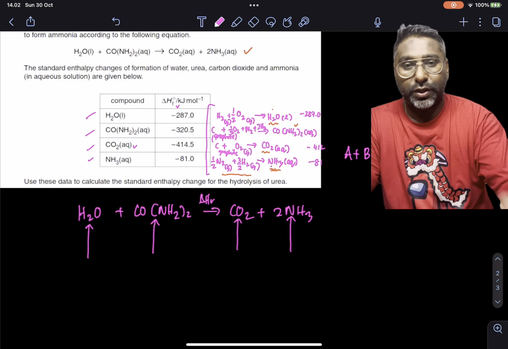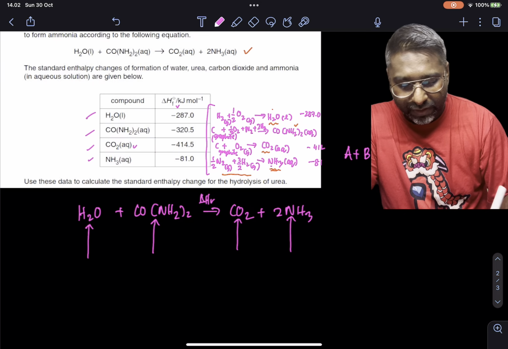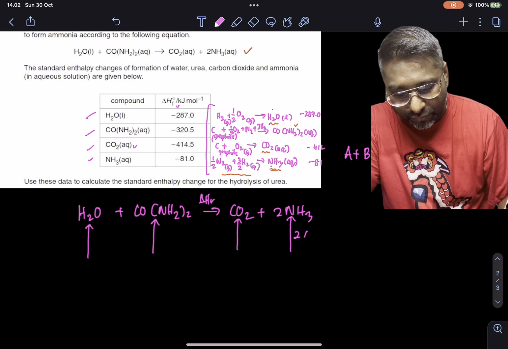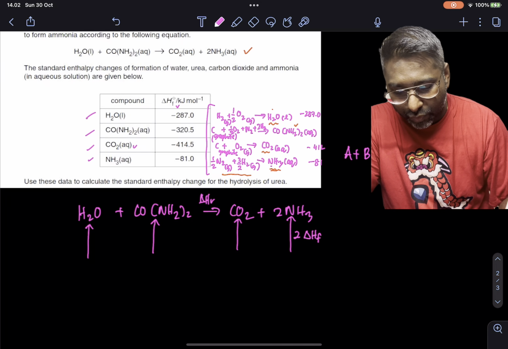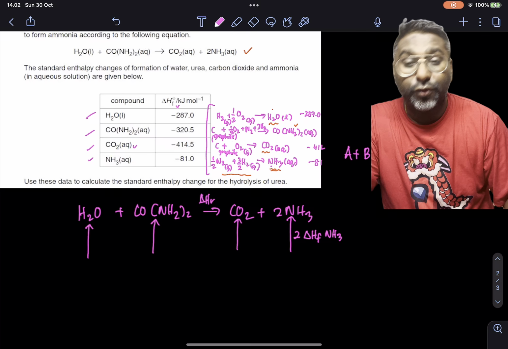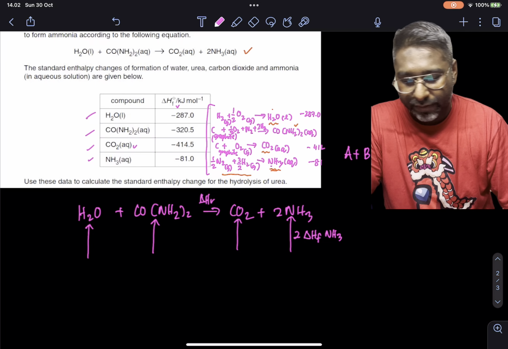So the arrow is pointing towards them. Yeah, and each of them is going to be enthalpy change of formation, but for ammonia that's going to be 2 times enthalpy change of formation of ammonia, because it's 2 moles. Yeah, so now what we need to do is we can just use the value.